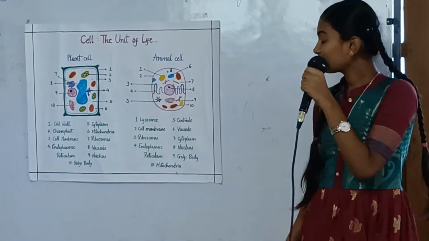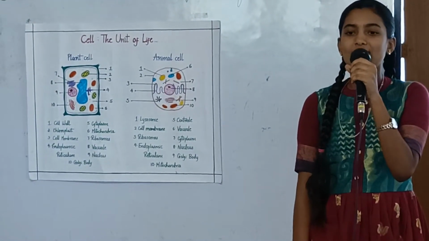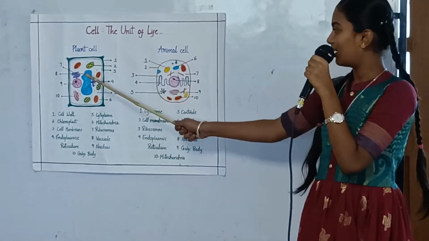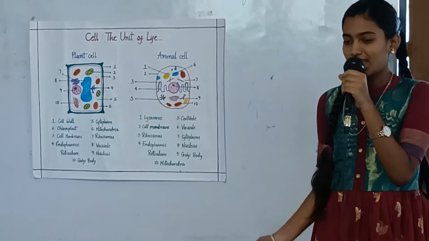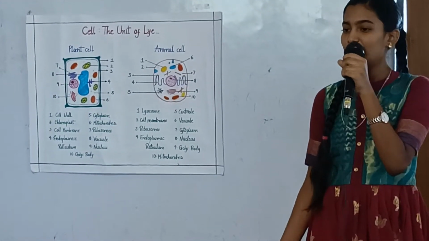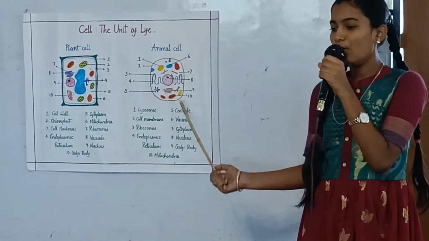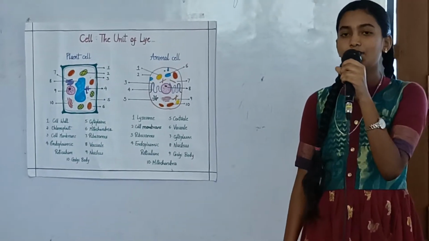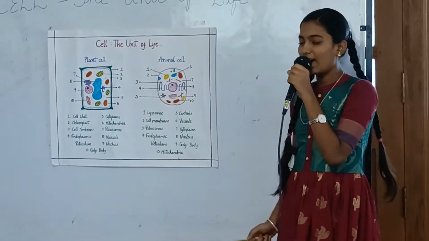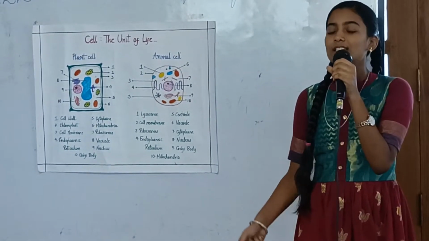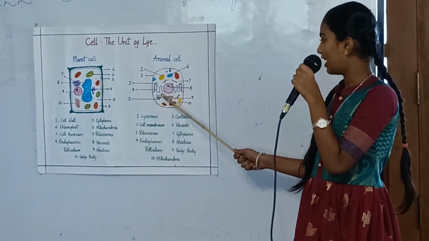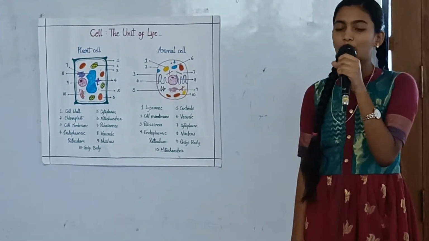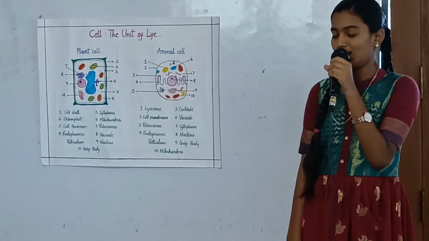Endoplasmic reticulum. The endoplasmic reticulum is an irregular network of double membranes distributed over the cytoplasm of a cell. It also forms the supporting framework and serves as a pathway for the distribution of materials from one part to the other. Ribosomes. Ribosomes are small granules that are either scattered freely in the cytoplasm or attached to the endoplasmic reticulum. The ribosomes are the sites of protein synthesis.